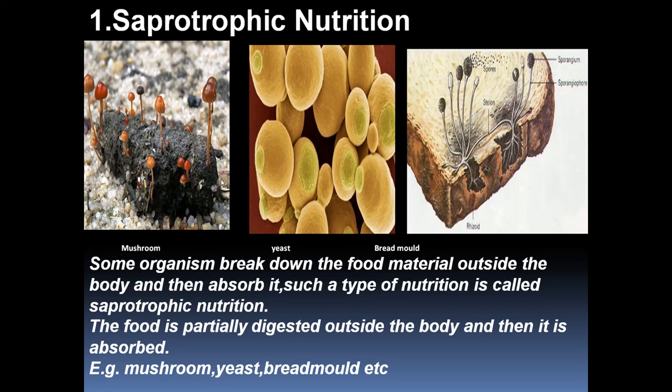First, let us move on to saprotrophic nutrition. Some organisms, as you might have observed, like mushroom, bread molds, yeast, etc., break down the food material outside the body and then absorb it. Such a type of nutrition is called saprotrophic nutrition. Here, the food is partially digested outside the body and then it is absorbed.